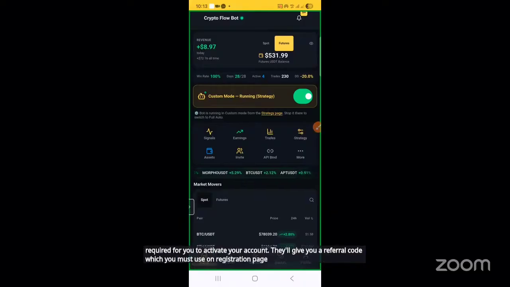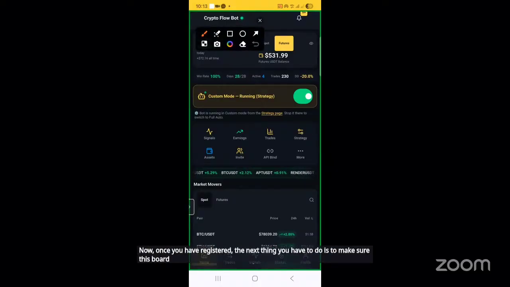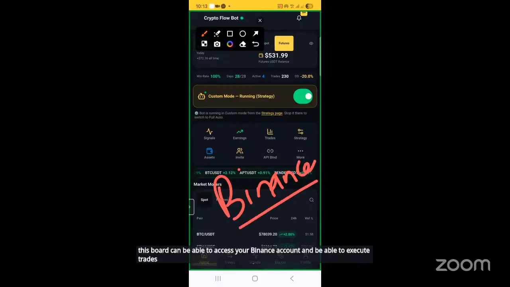Now, once you have registered, the next thing you have to do is make sure this bot is able to access your Binance account and execute trades for you in your Binance without you doing anything.